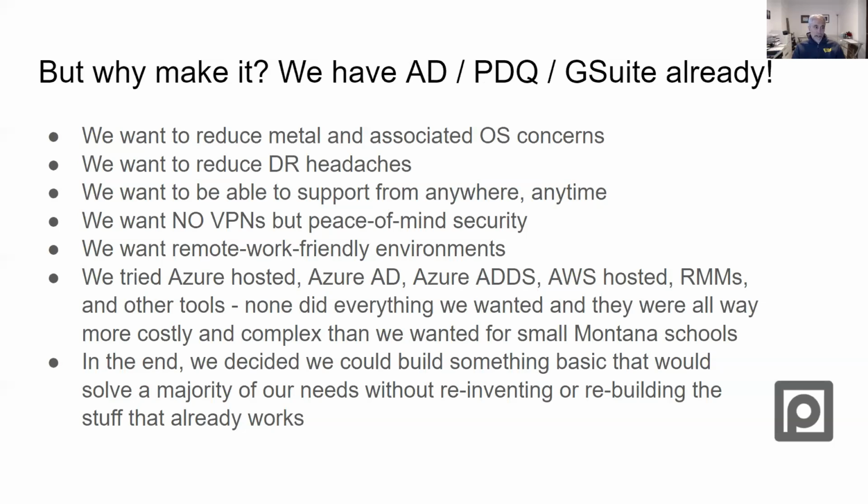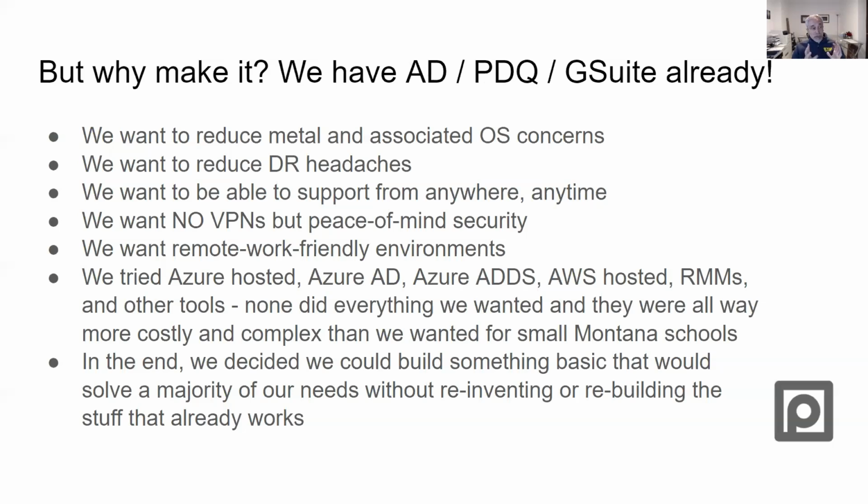We wanted to be able to remotely support anytime. We did not want any VPNs, but we did not want to have to sacrifice security to get no VPNs. And if you've looked at doing a cloud migration to Azure, for example, then you know that there's a lot of VPN requirements that can come with that territory. We wanted a remote work friendly environment. That's code for COVID-proof environments, so that if a teacher was quarantining for 2 weeks, she wasn't totally disrupted during that time. She could take her laptop home and still do a vast majority, if not everything, that she needed to do.